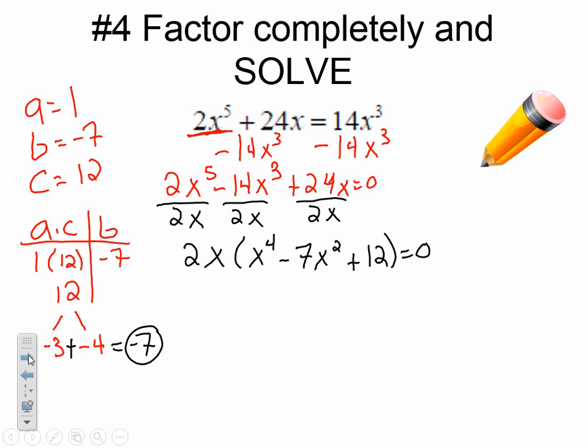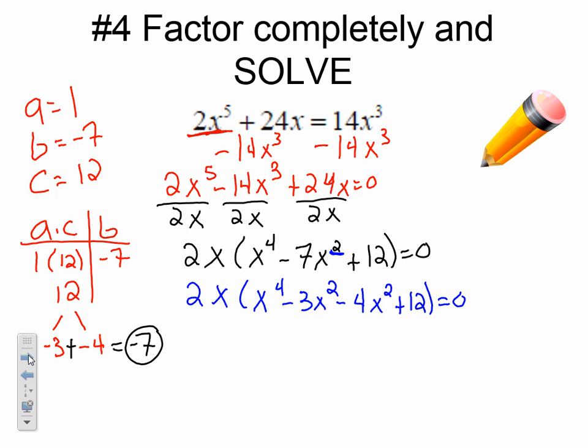So we're going to plug this back in. 2x, x to the 4th, minus 3x squared, that's important, minus 4x squared plus 12 equals 0. Now that I have 4 terms, this right here adds up to this. We're going to plug it in to our box, and I'm going to get x to the 4th, negative 3x squared, negative 4x squared, and 12.